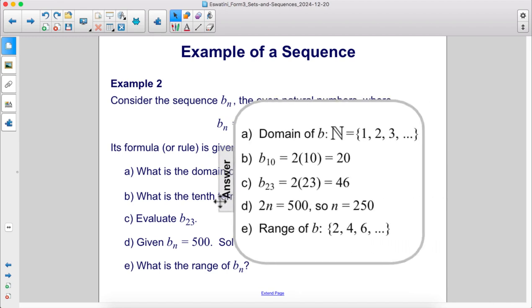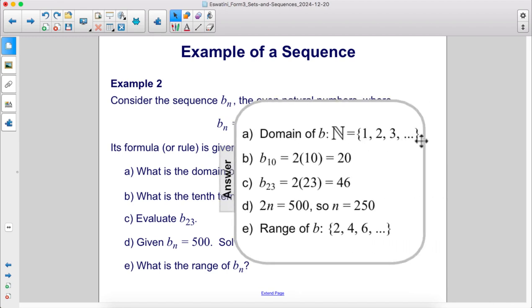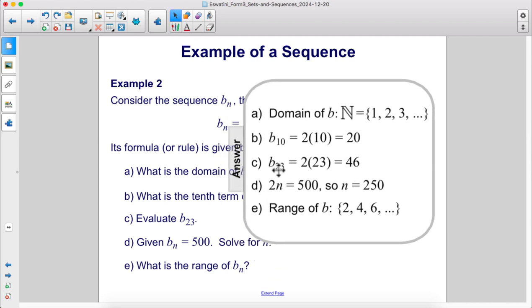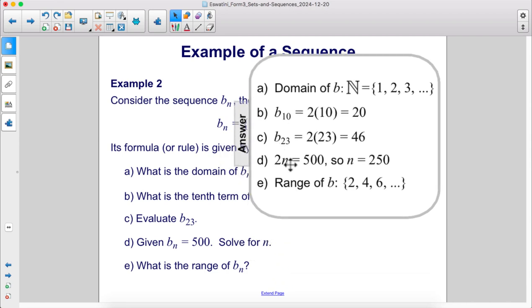All right, the domain is all of the natural numbers. The 10th term would be 2 times 10, which is 20. The 23rd term would be 2 times 23, which is 46. Given that Bn equals 500, that means that n must be 250. And the range is the sequence itself, 2, 4, 6, etc.